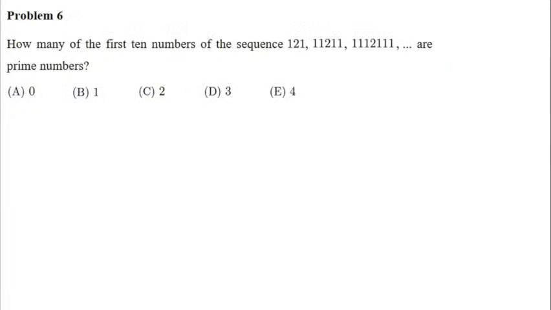AMC 10B 2022, problem number 6. It says how many of the first 10 numbers of the sequence 1, 2, 1, 1, 1, 2, 1, 1, then 3 ones, 2, 3 ones, and so on are prime numbers.